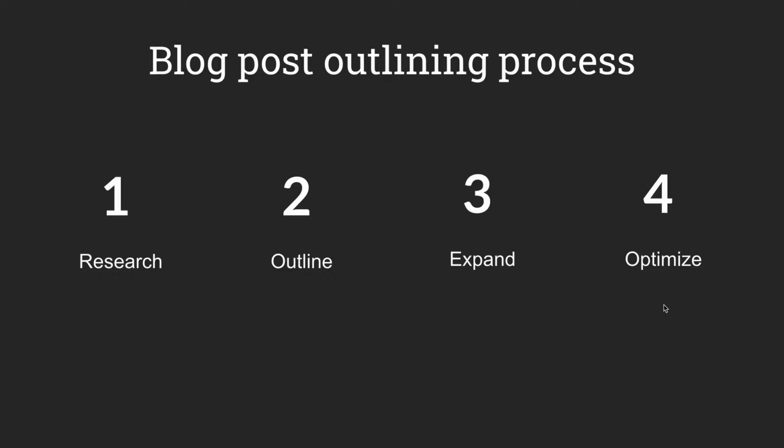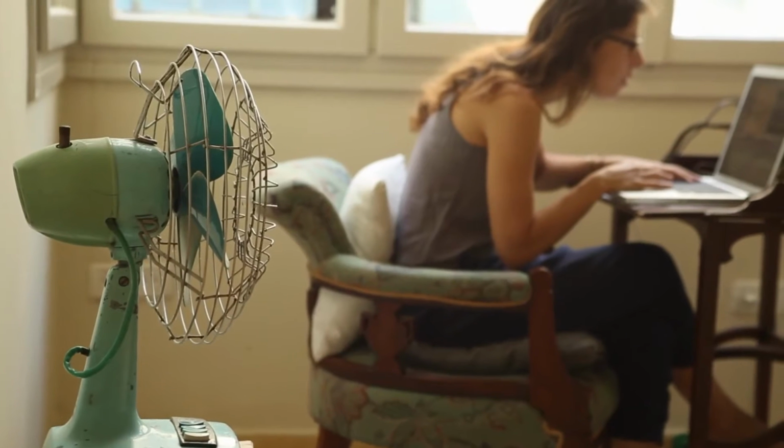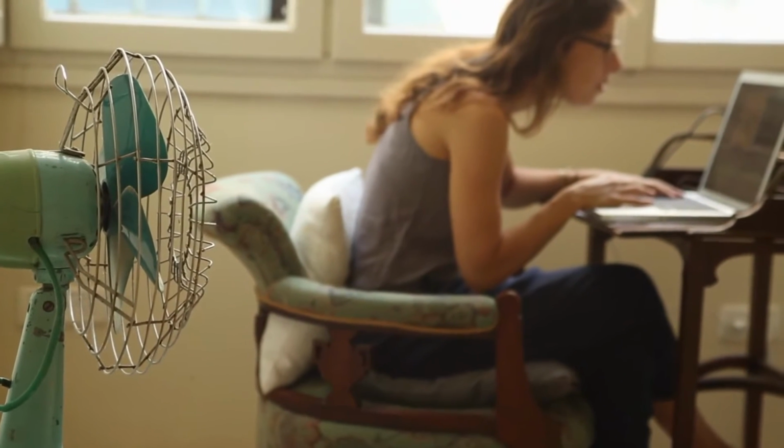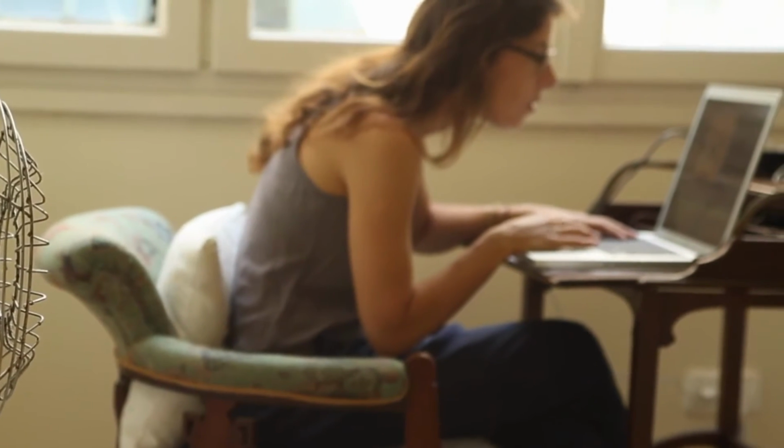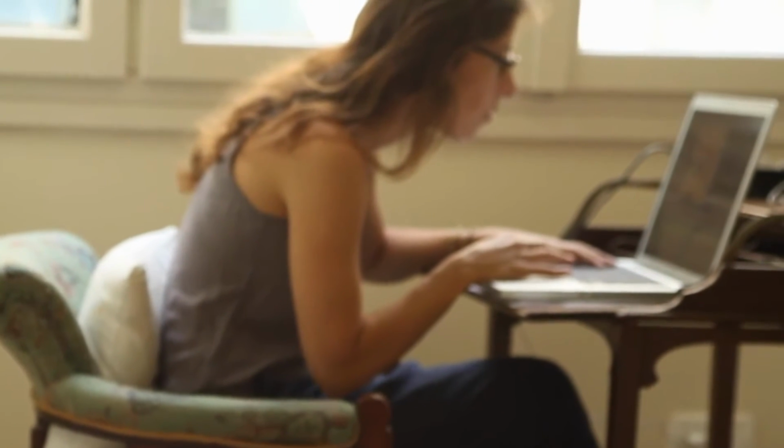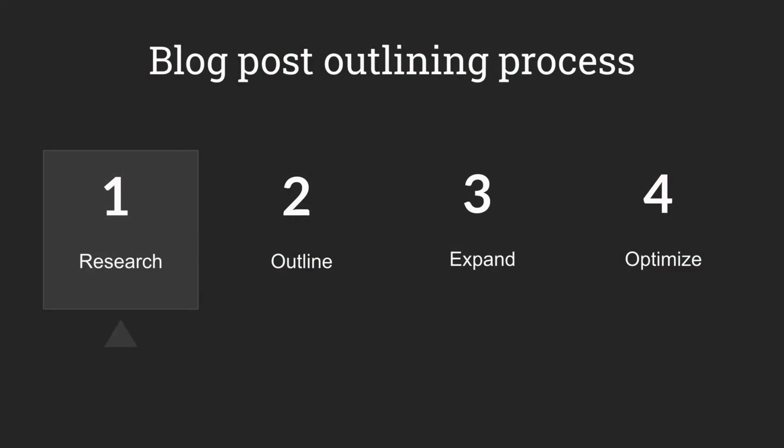Let's get started. When it comes to the blog post outlining process, there are 4 stages involved: research, outline, expand, and optimize. In the first stage, you will be researching the essential things about the topic you are blogging about. You will see what kind of people will be reading your blog post, what existing pieces of content are performing well on Google for that topic, and what their best practices are.